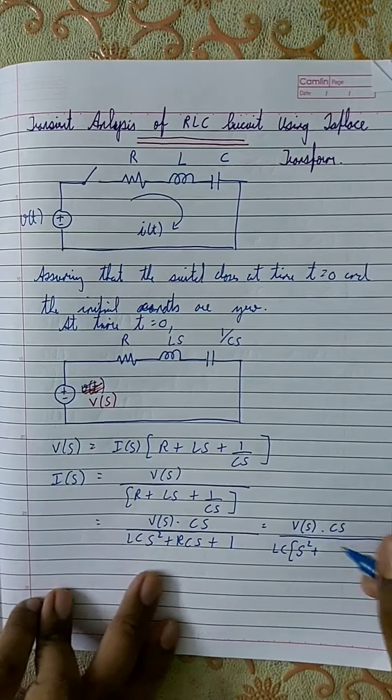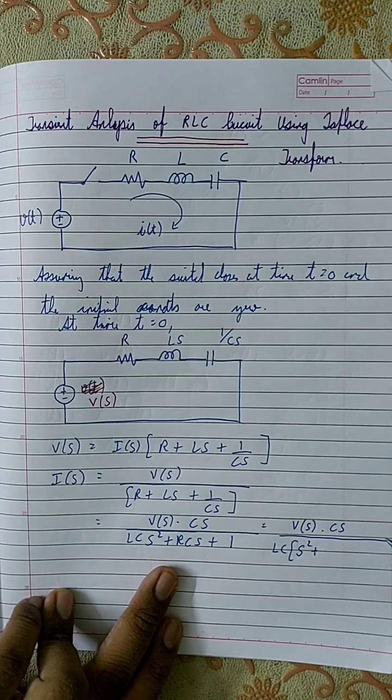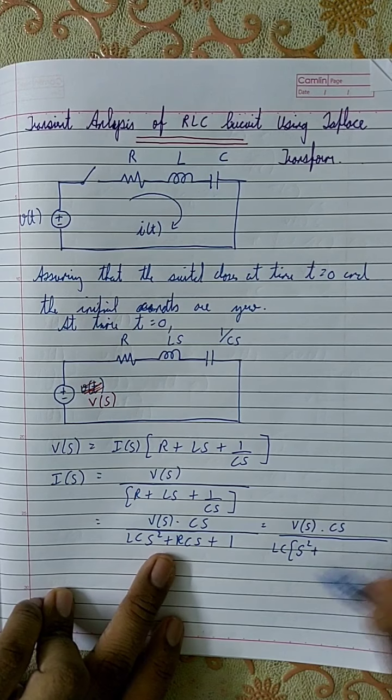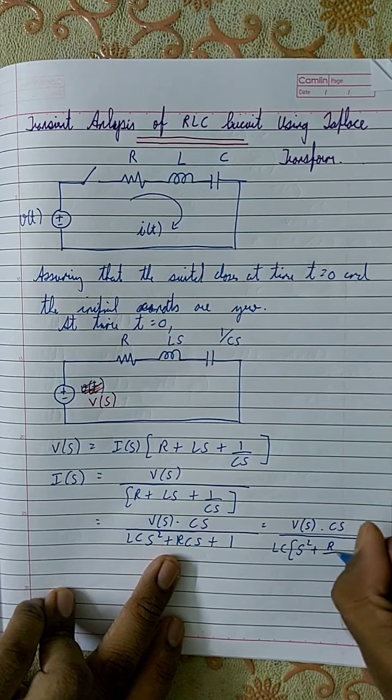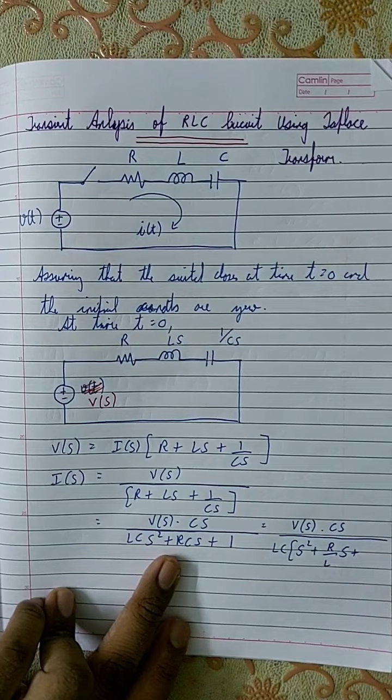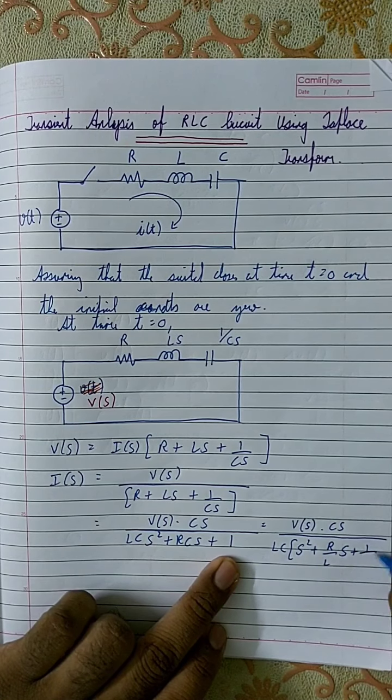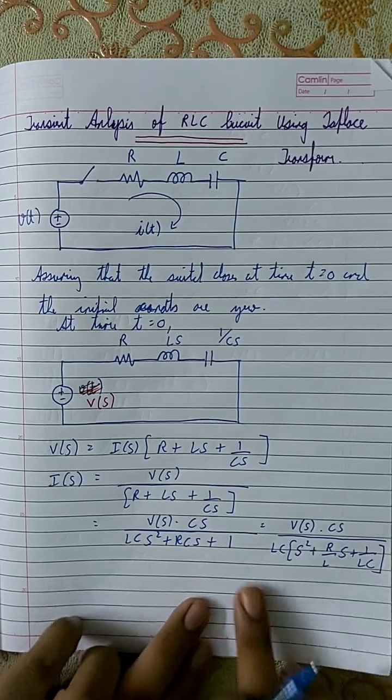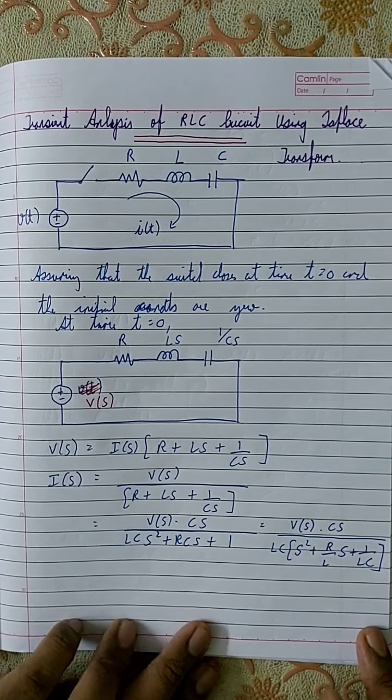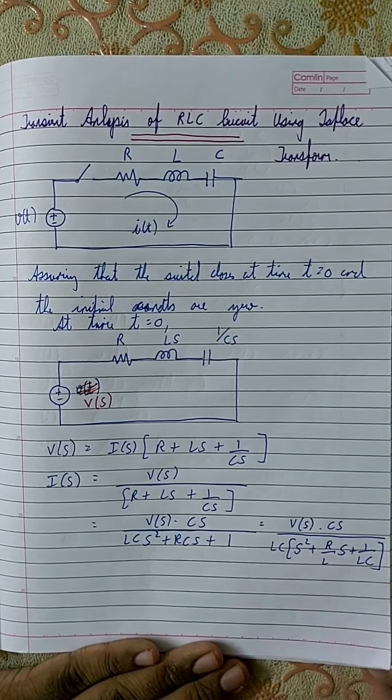After taking LC common, this becomes S square plus, and taking C common, if I take L, it becomes R by L S, plus, and here if I take LC common, it becomes 1 by LC. There, this is the equation.